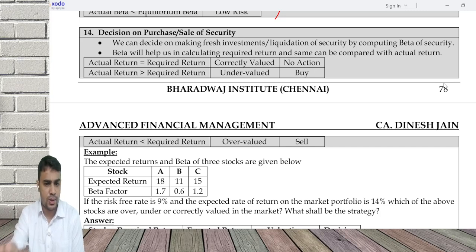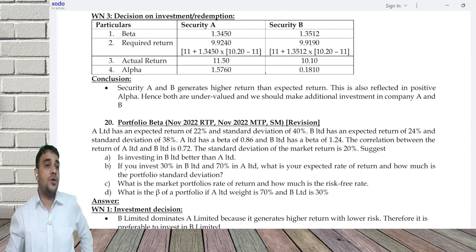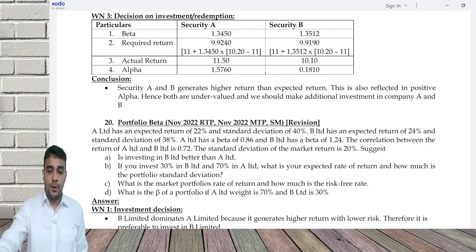Now, why did I discuss all this? Any doubts on this first? Any doubts on these three points? They are powerful points, extremely important points. Okay, now we go to portfolio beta.